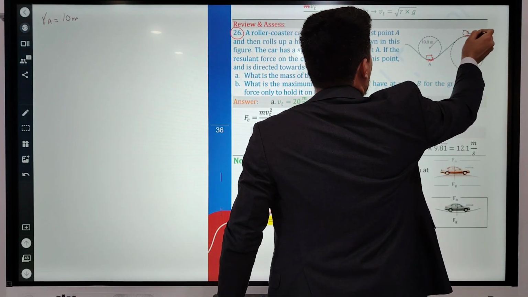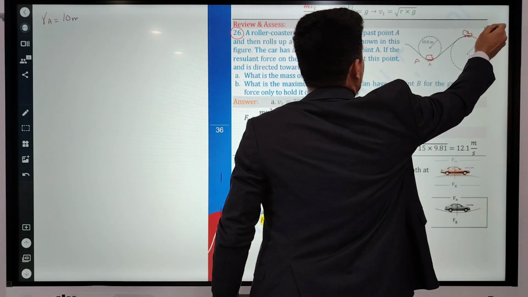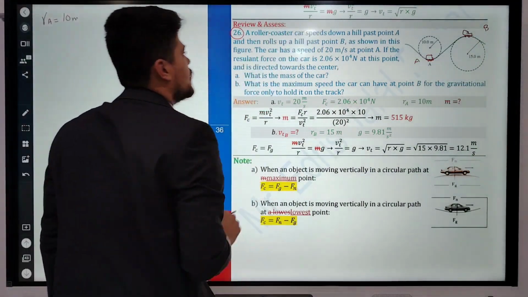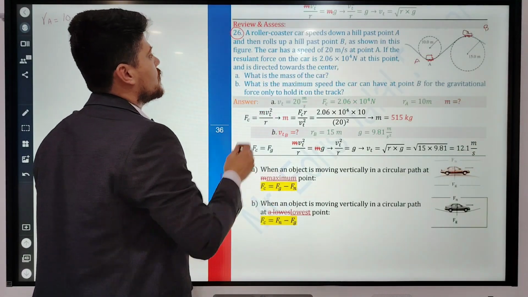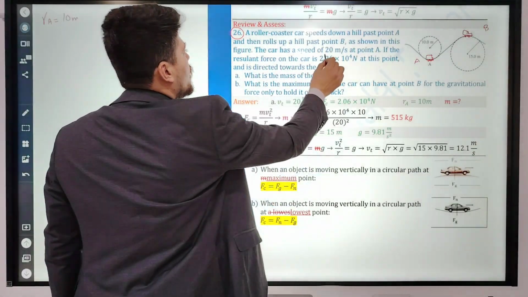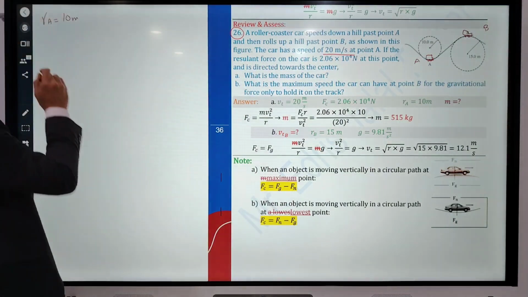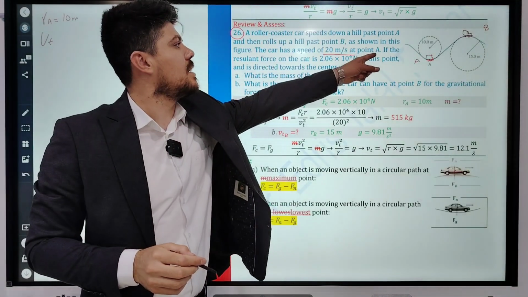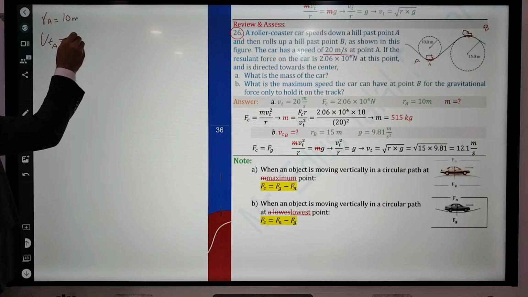After a while, the car reaches point B. This is point A, this is point B, as shown in this figure. The figure is shown here. In the exam, they will give you the figure. The car has a speed of 20 meters per second. What is this? This is the tangential speed, Vt, at which point? At point A. It means that Vta is equal to what?